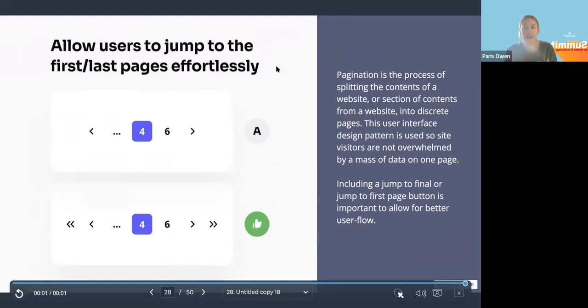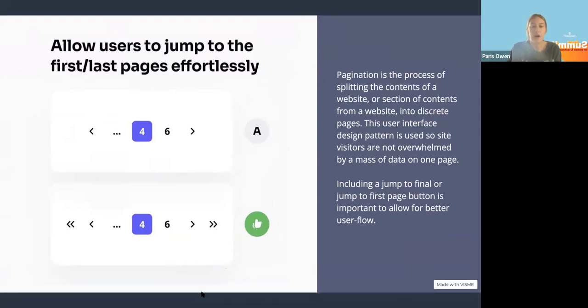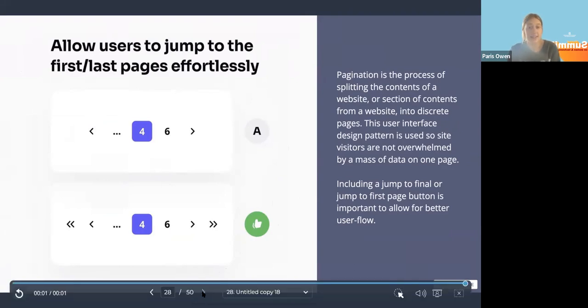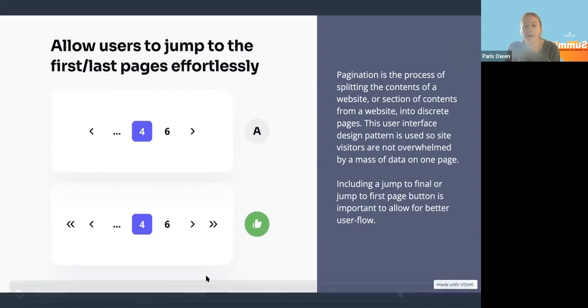So including a jump to the final or a jump to the first button is important to allow for better user flow. Let's say for option A, if you were on option two and you really wanted to get to option 16, which is at the very end, it would be really hard to just keep pressing that one arrow. So option B allows you the opportunity to skip right to the end, which I think is nice and avoids excess clicking. So we will go to the next question.